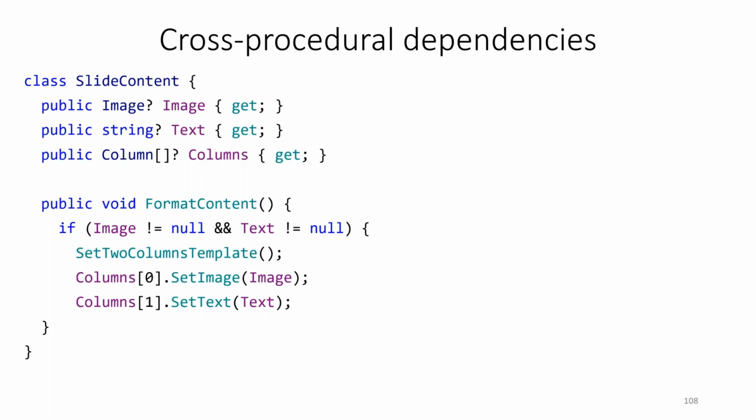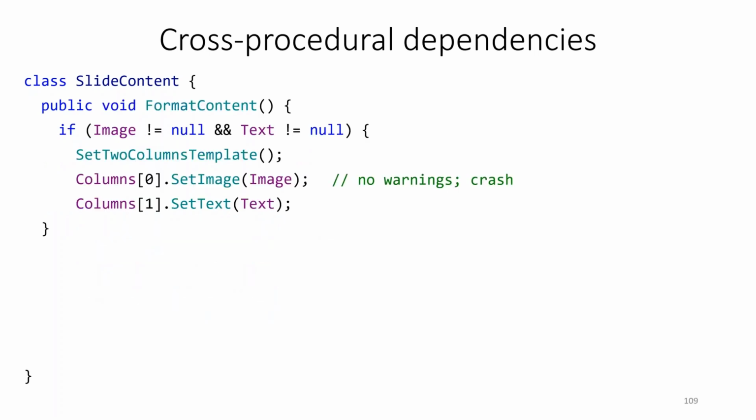So, for example, here I have a type called slide content, for an app something like PowerPoint, or maybe I want to do a presentation about my failed event transactions and how I handled them. And on this slide, I can post image and text, and there are a couple of columns. And I want to provide a method format content that if both image and text are present, I'll use 2 columns and set image to the first one, text to the second one. And technically, there are no problems in this method.